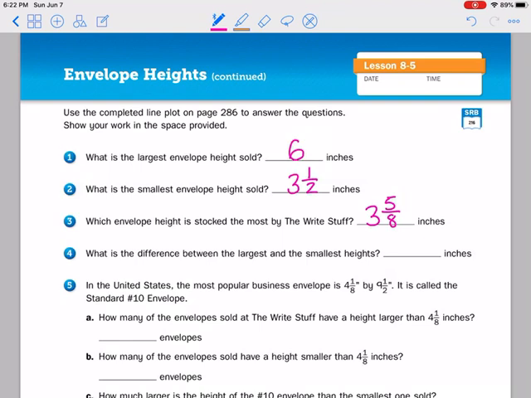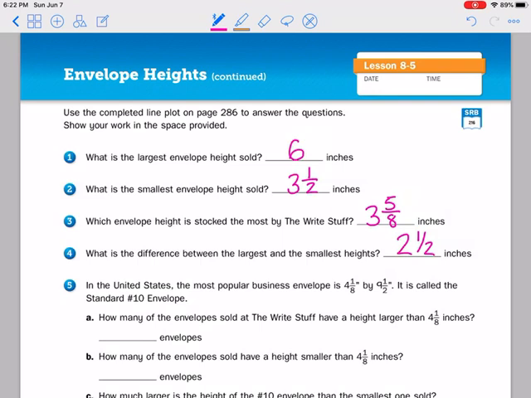What is the difference between the largest and the smallest heights? So let's go back and look. If you subtracted the largest and the smallest heights, you would get 2 1/2 inches.